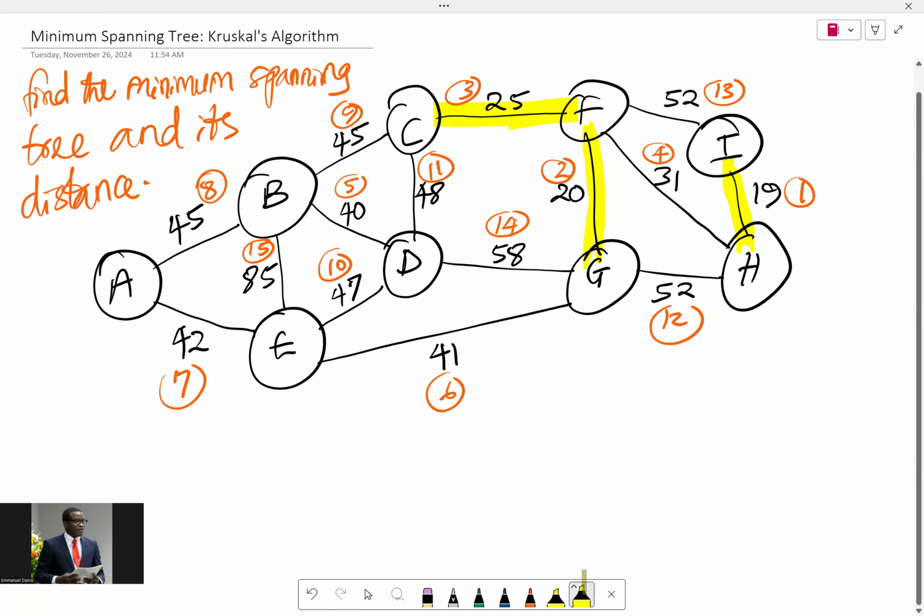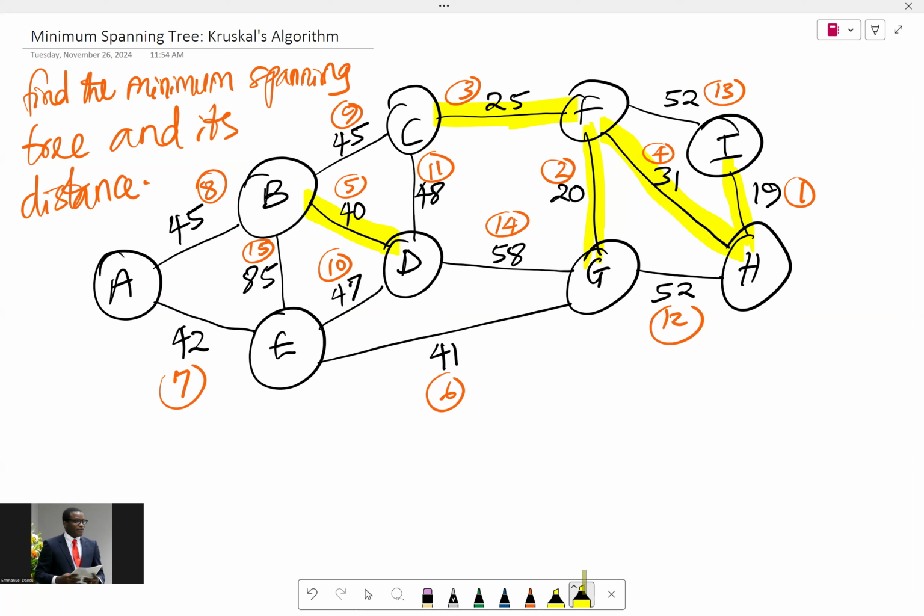After that, we have the fourth value, which is 31. So now F and H have joined. After that, we have the fifth one, which is 40. So we can still do this joining. After that, we have the sixth one. While you're doing this, you are making sure that no closed loop is formed.